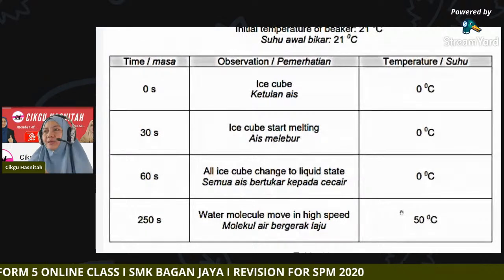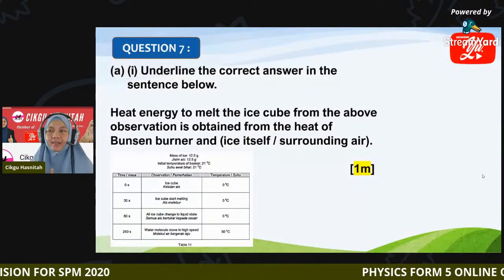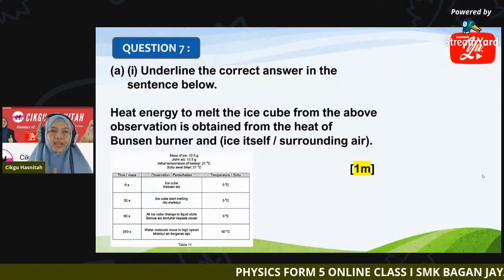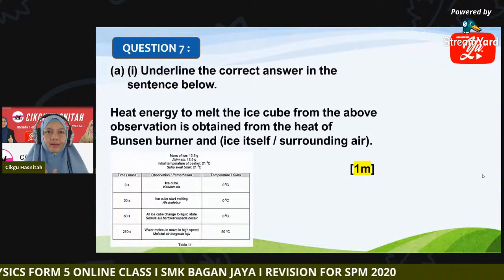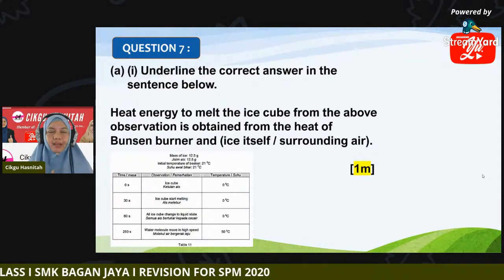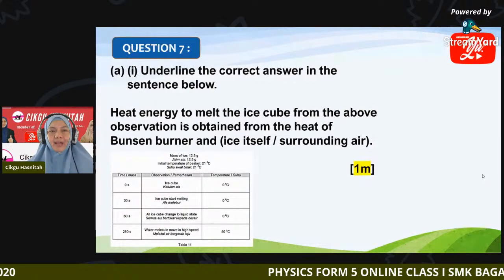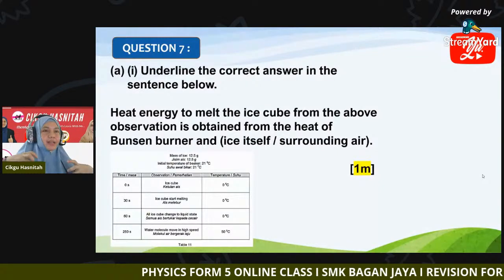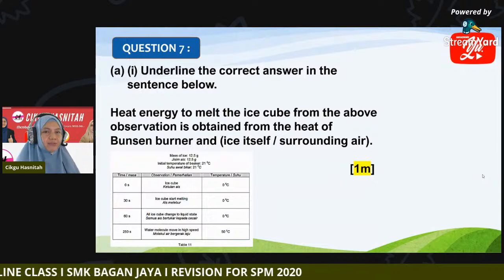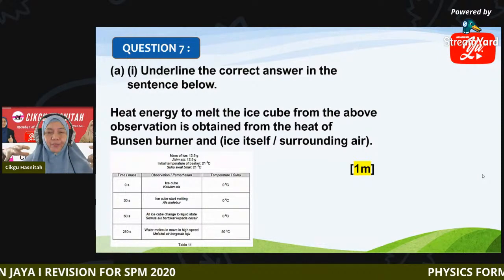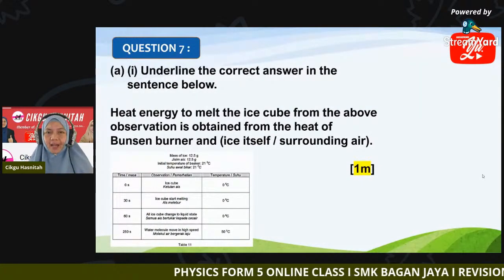Okay. So what is the first question? Underline the correct answer in the sentence below. The heat energy to melt the ice cube from the above observation is obtained from the heat of the Bunsen burner, and from where does the heat come in this experiment? First, the heat comes from the Bunsen burner. Another one, the heat is coming from where? Is it from the ice itself or from the surrounding air? So which one is your answer? From the ice itself or from the surrounding air?